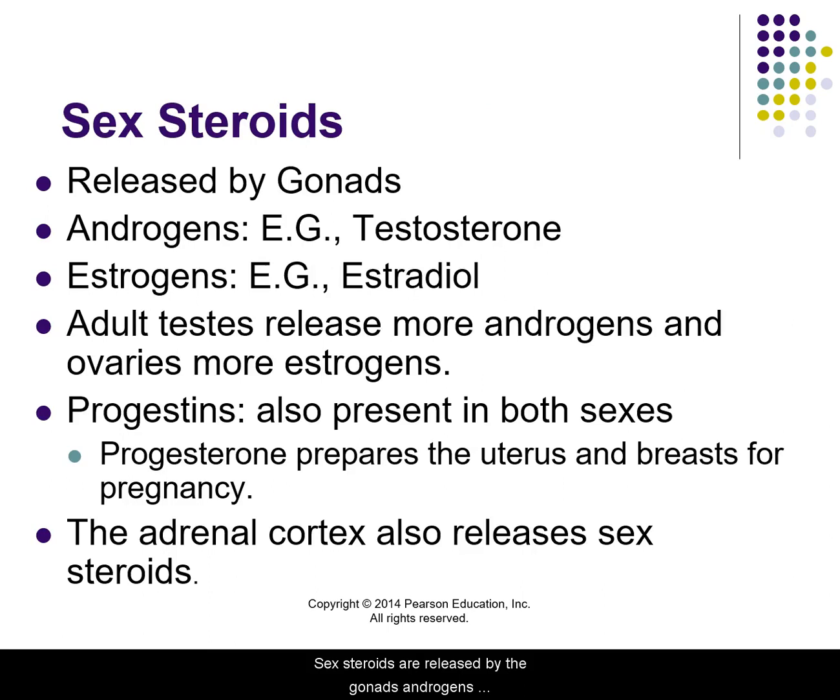Sex steroids are released by the gonads. Androgens, an example there would be testosterone. The estrogens, an example there would be estradiol. Adult testes release more androgens and ovaries more estrogens. And progestins are also released in both sexes, but primarily for the preparation of the uterus and breast for pregnancy. The adrenal cortex also releases sex steroids.